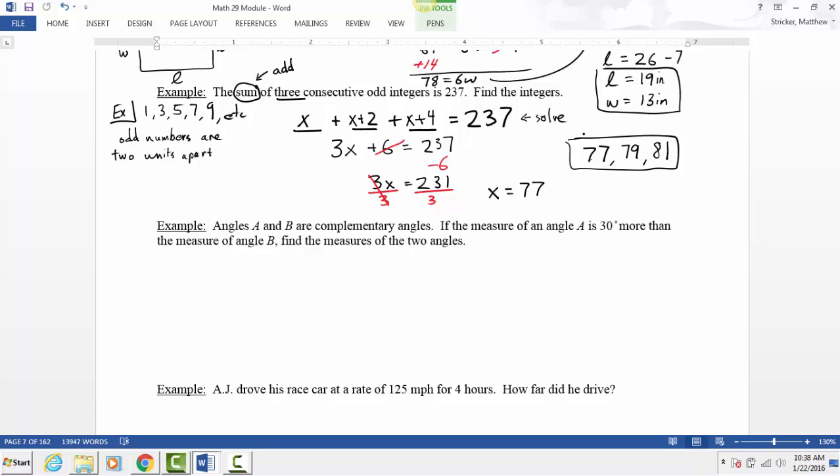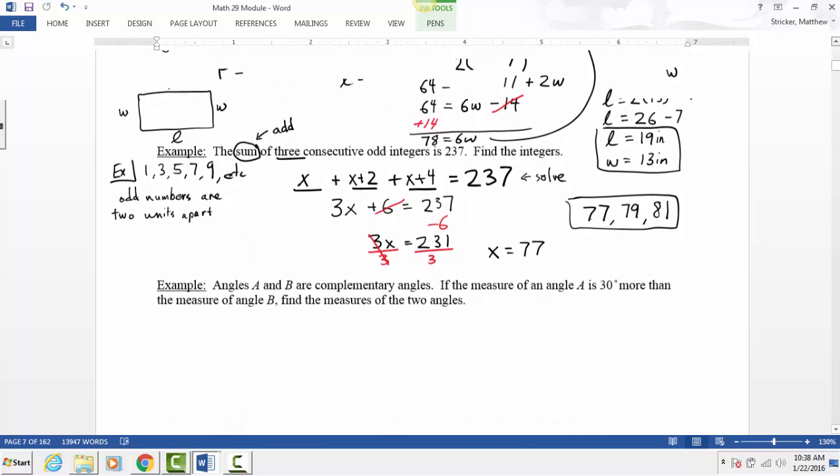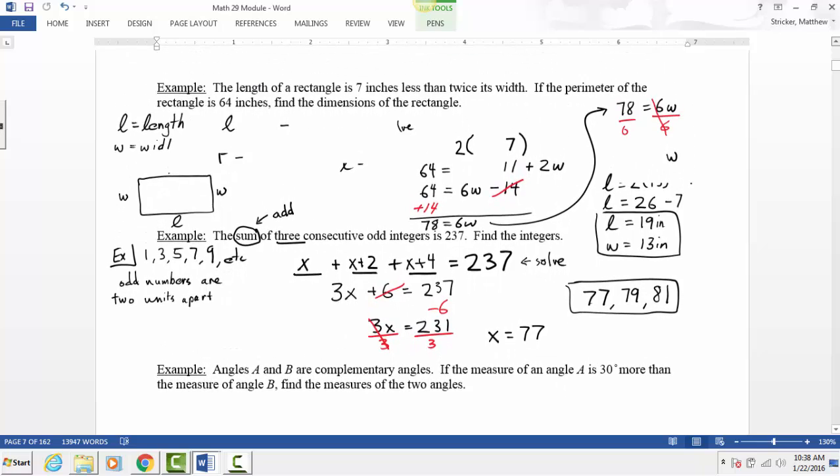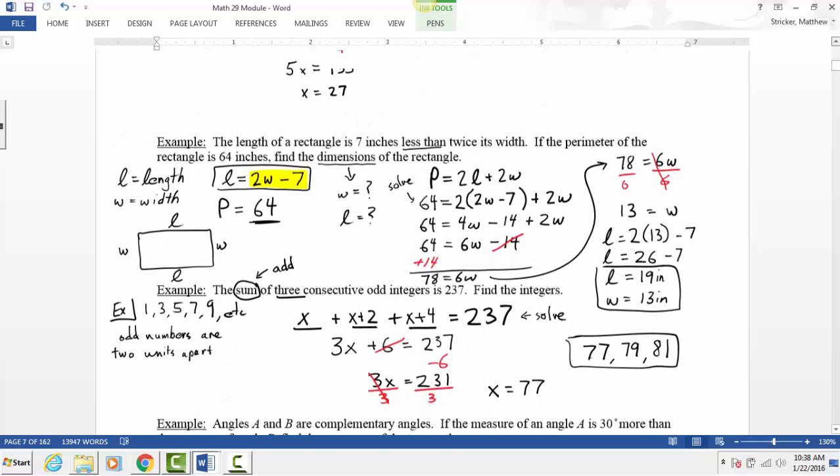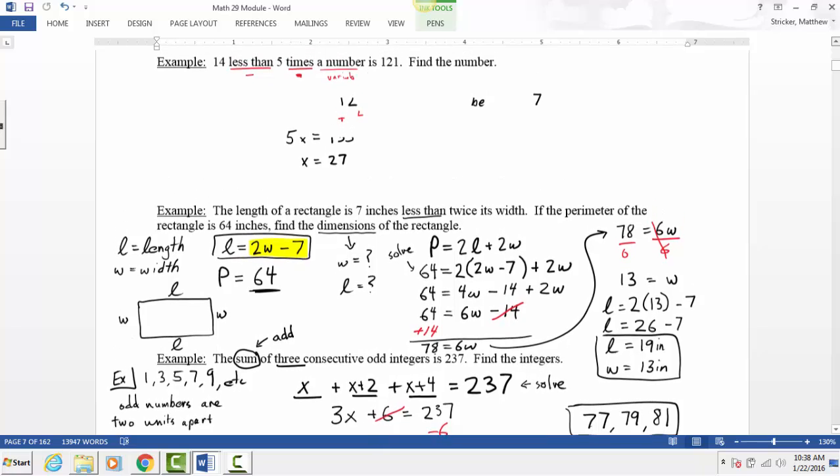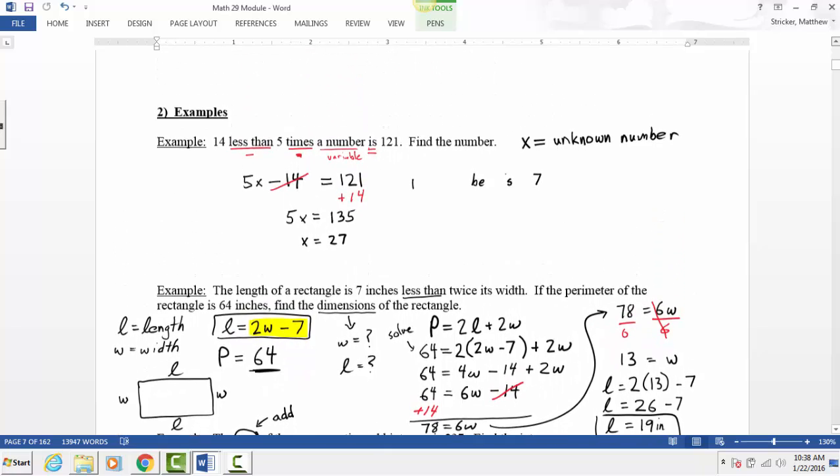Okay? Next example. Angles A and B are complementary angles. Now, go back up in your notes. What did we learn about complementary angles? Complementary angles add up to what?